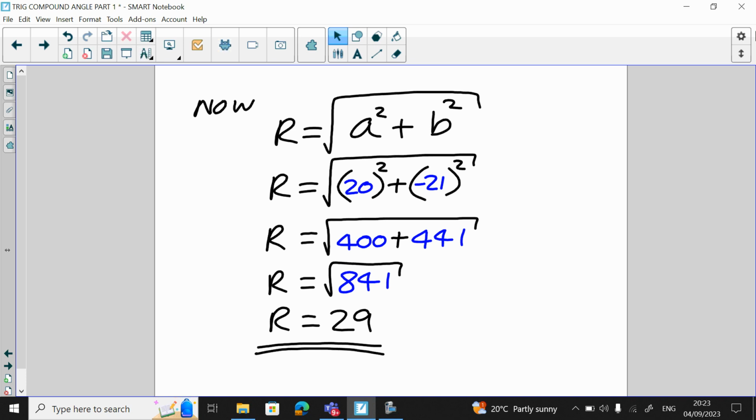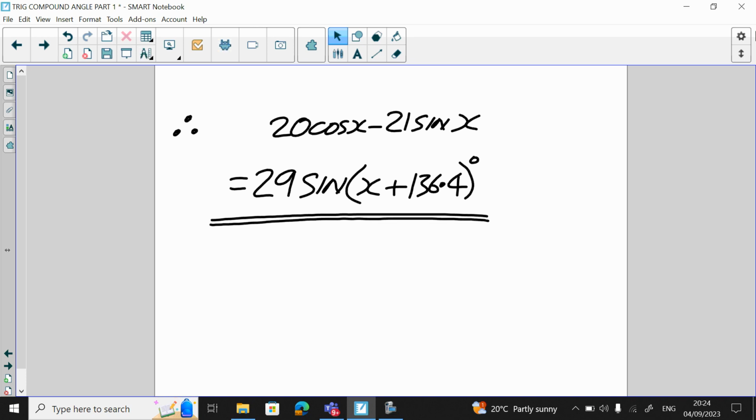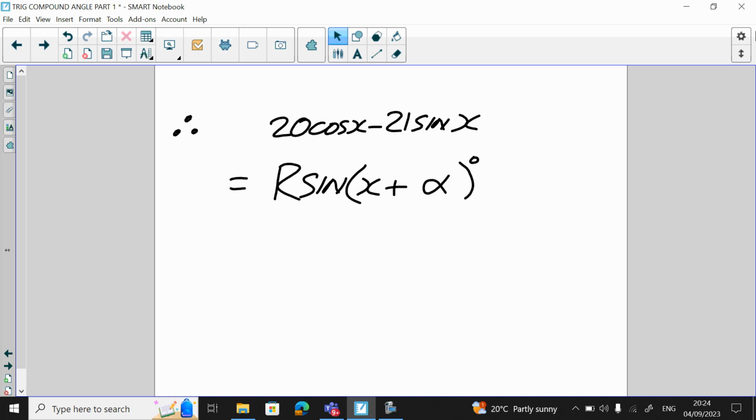Then I'm going to go for my R value: 20 squared plus negative 21 squared. I bracketed that there to ensure when I square a negative, I get a positive. So negative 21 squared is positive 441. 841 in total, square root that, you get a nice number, and we're fine. So, in summary, in the format they want, we've got R and alpha, let's just plug them in. We're not changing any signs here, just plug them in.